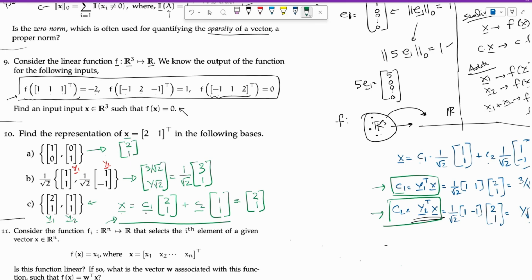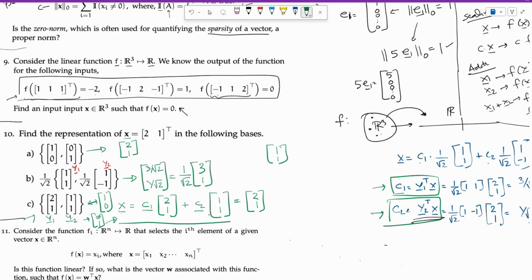If you simply choose C1 as 1 and C2 as 0, then you get what you want. That means that in this basis, (2, 1) looks like (1, 0). That's all. If I'd asked you what would (1, 1) look like in this basis, you'd say, well, it looks like (0, 1). That's all.